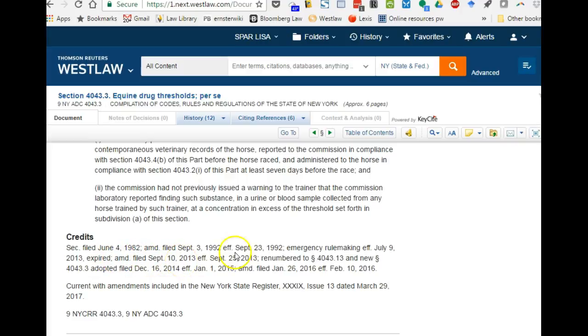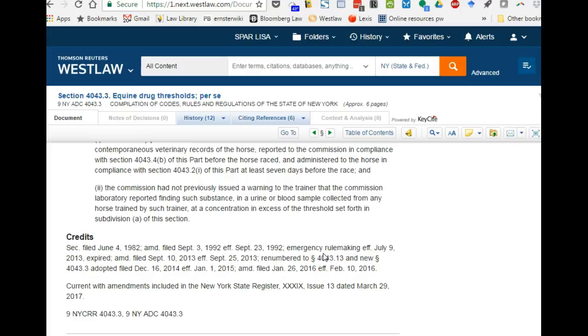So I'm following this through. I'm not going to read it all for you, but what I see is September 2013, renumbered to 4043.13. Aha! And new 4043 adopted December 16, 2014. Well, this all happened September 2014, so this new one doesn't apply. So I need to go track down that.